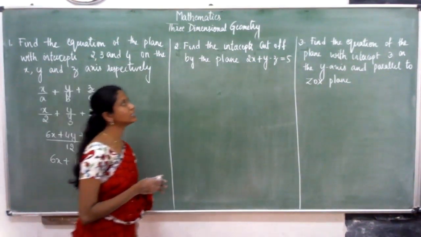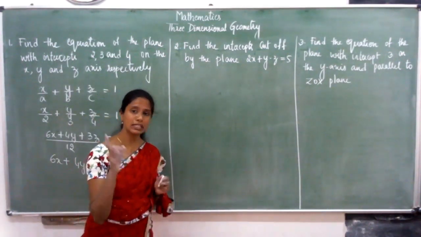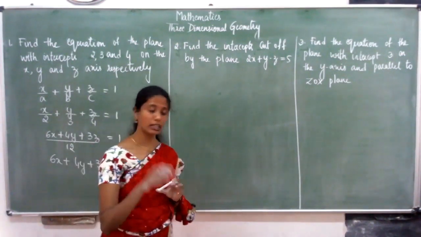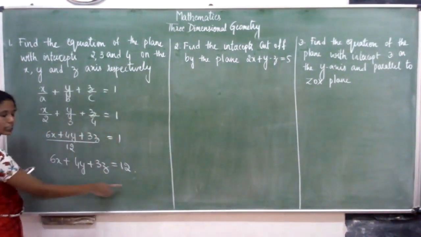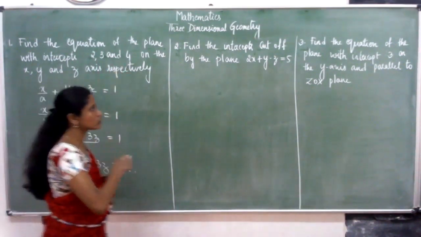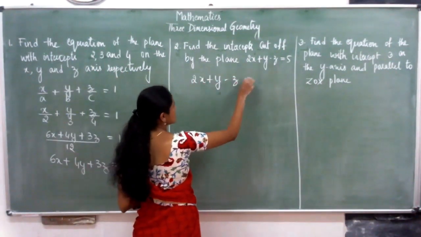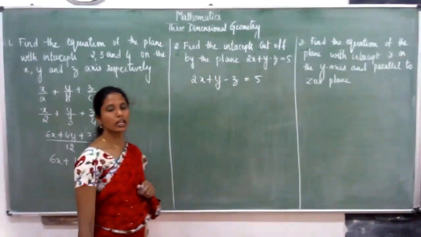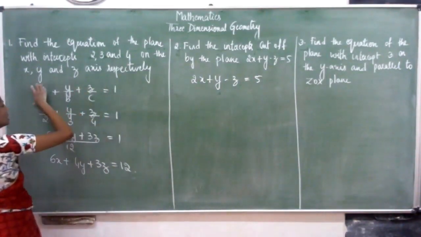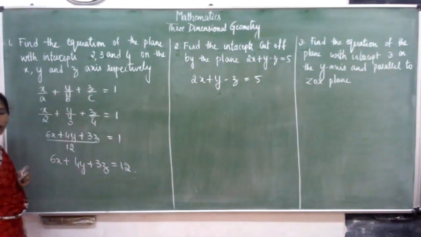Next question: find the intercepts cut off. Means we need to find what are the a, b and c values cut off by the plane. They have already given the equation of the plane, and we need to find the intercepts cut off here. So here it is 2x plus y minus z is equal to 5. In order to find the intercepts cut off, we need to reduce this equation in this form: x by a plus y by b plus z by c is equal to 1.